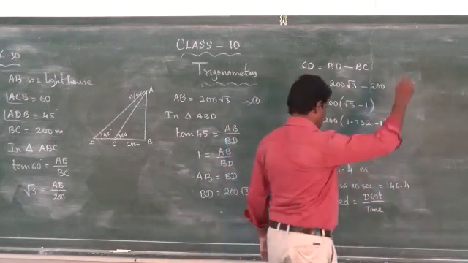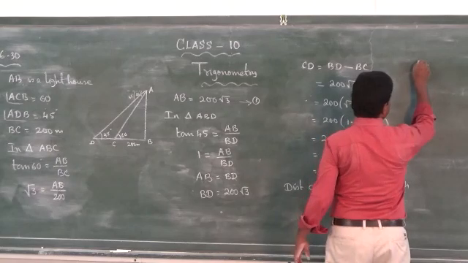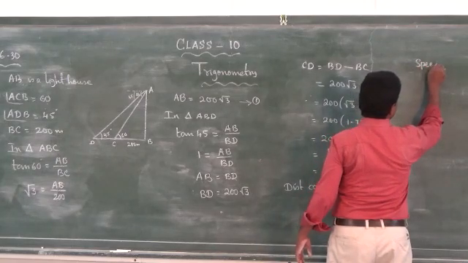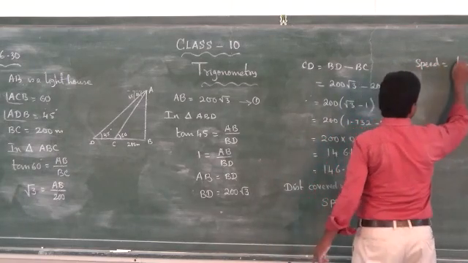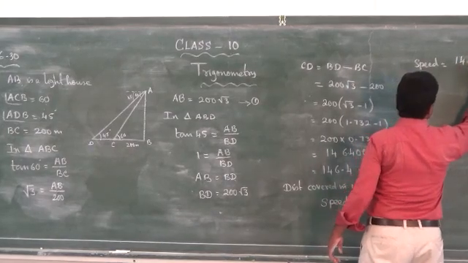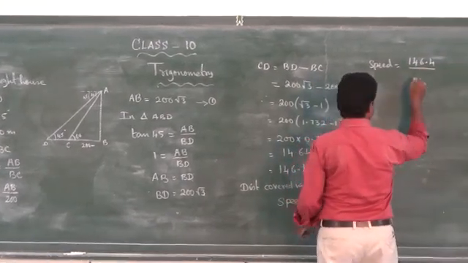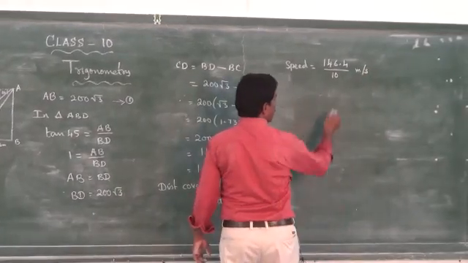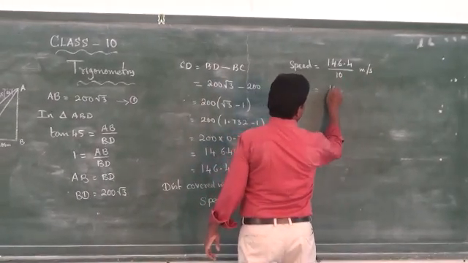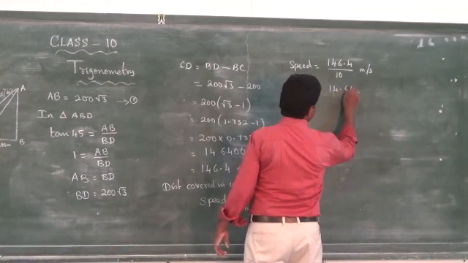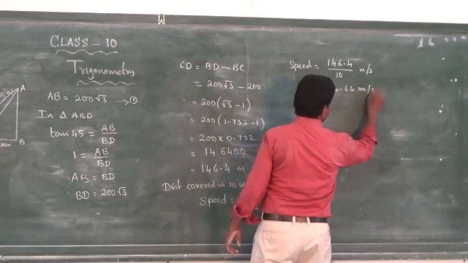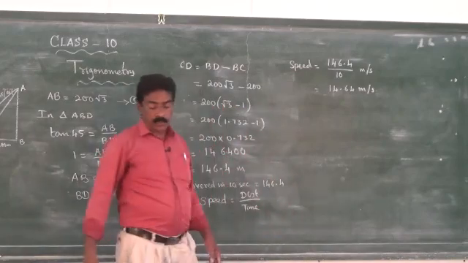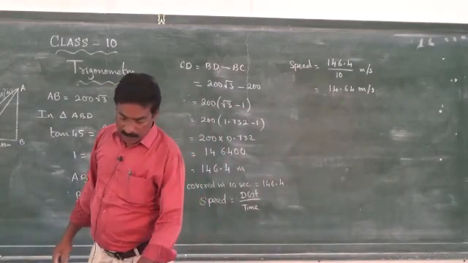So our distance is 146.4 and time is 10 seconds. So this is meter per second. When you divide, you will get 14.64 meter per second. But what is given? You have to give the speed in kilometer per hour.